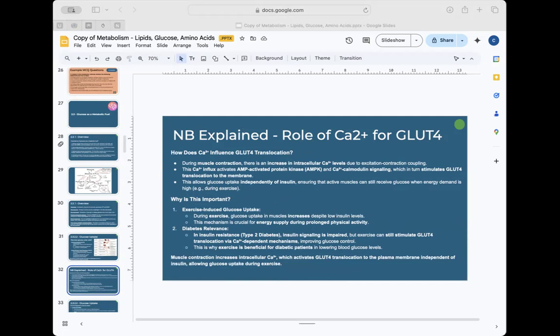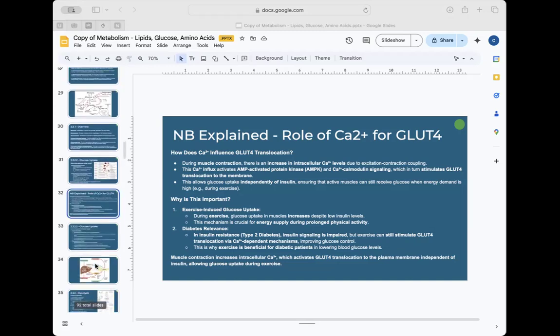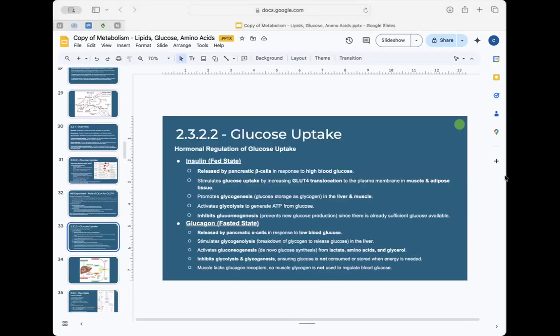Calcium levels rise in muscle cells during exercise. That activates your AMPK and calcium calmodulin pathways. That causes glucose transporter 4 translocation to the membrane without needing insulin. In terms of why that matters, it keeps glucose supply going during exercise when insulin is low, and it also helps in type 2 diabetes when insulin signaling is impaired. So, yeah, calcium is doing way more than just muscle contraction and what you learn about in physiology. Okay, I hope that makes sense. Again, like I said, not the most important bit of this topic.